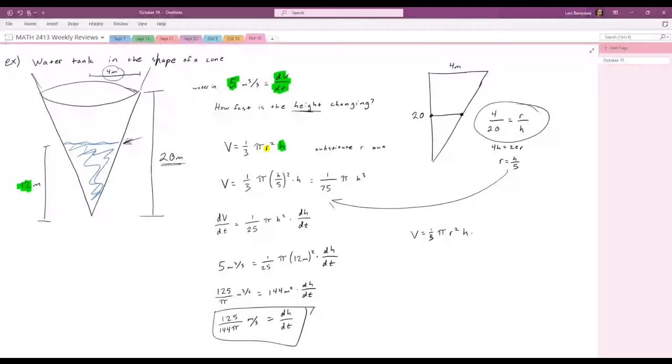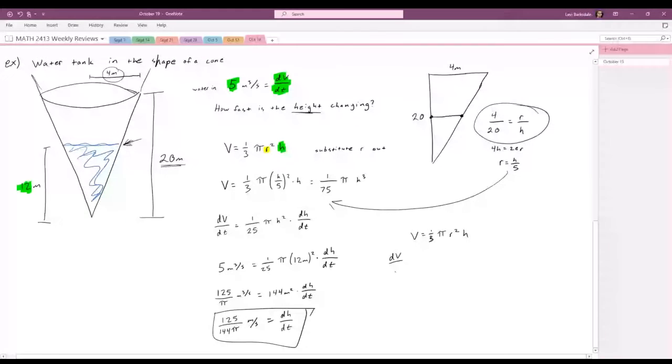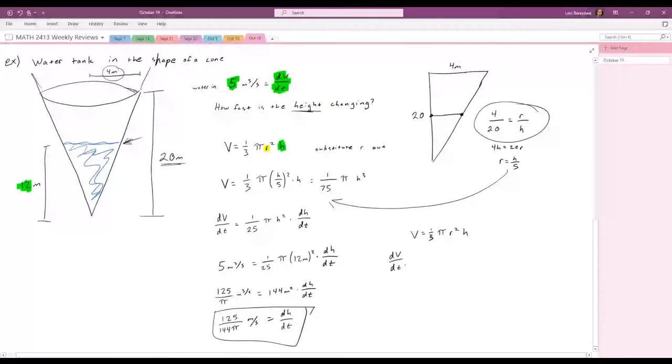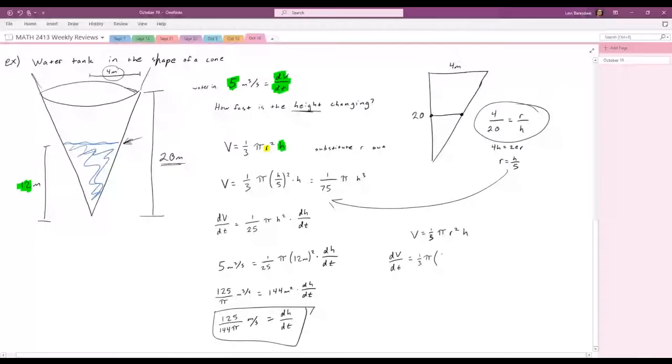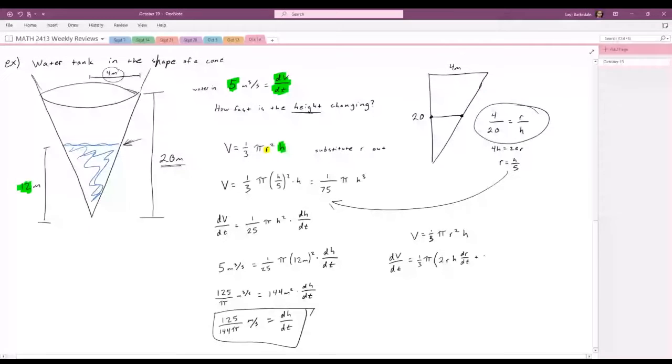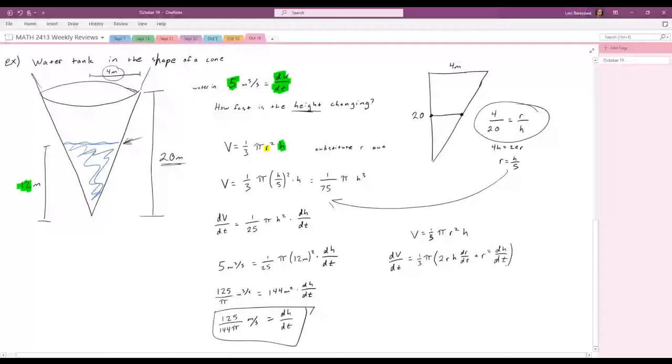Well then, in this case, I would say that dr over dh is not actually 0. So let's see. If we did just take the derivative without substituting out r, then we would have to use the product rule between r squared and h. So this would give us 2r times h times dr dt plus r squared times dh dt. We're looking for dh over dt.